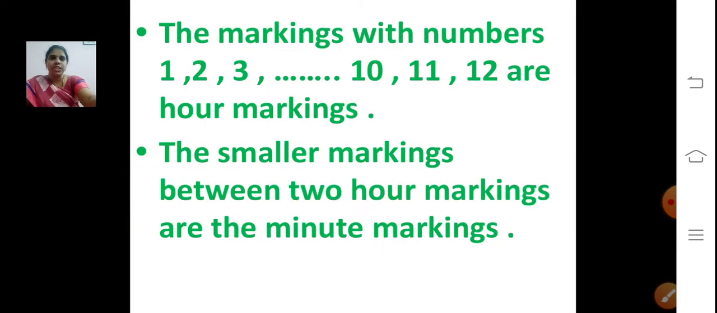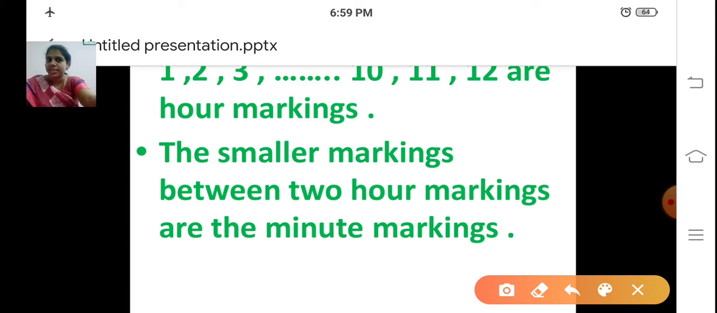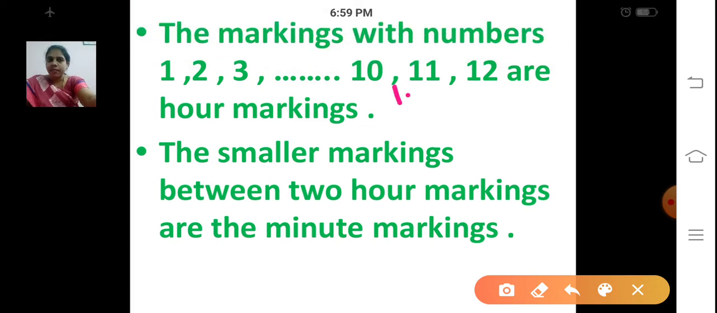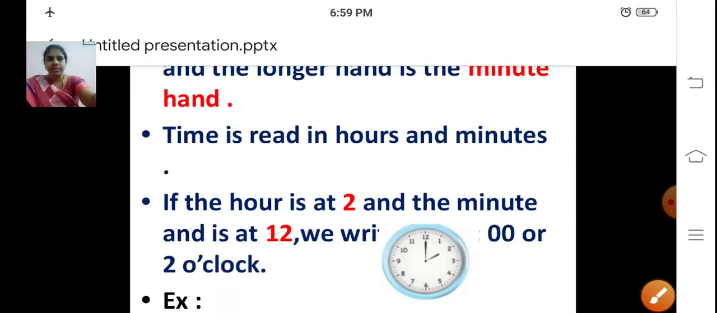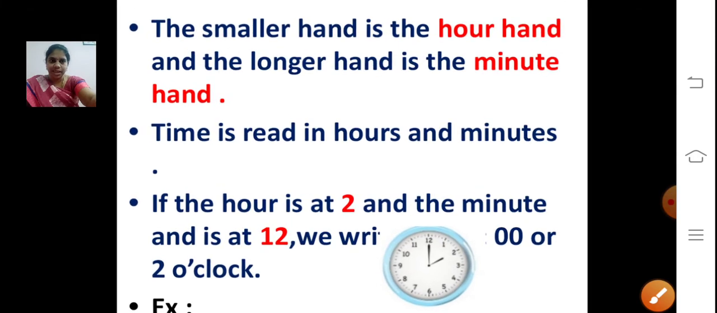Now, in between, small lines are there, right? Just check, 4 lines are there. That represents the minute markings. The smaller markings between the 2 hour markings. See, 1 to 12 is the hour markings. So 12, 1, 2, 3. So these are all hour markings, right? In between, 4 lines will be there. That represents the minute markings. This we also saw last class, right?